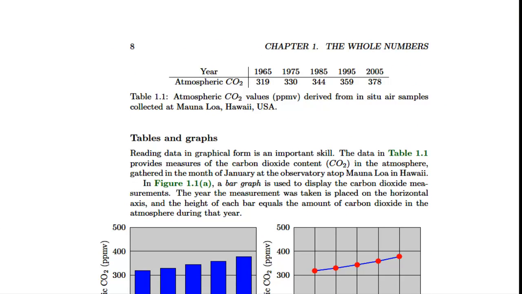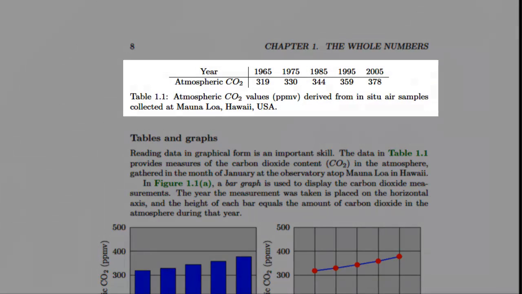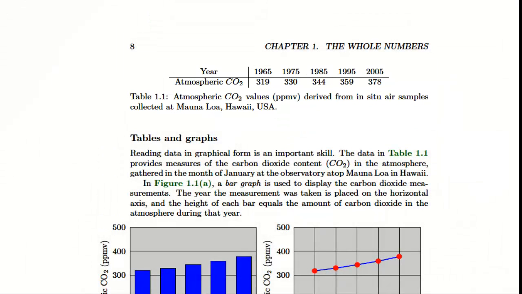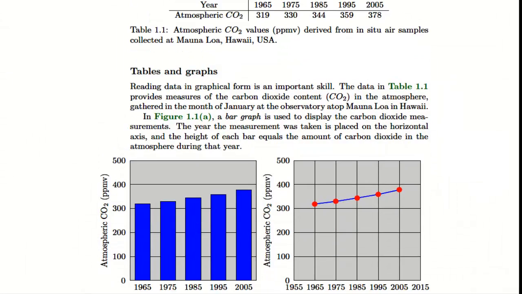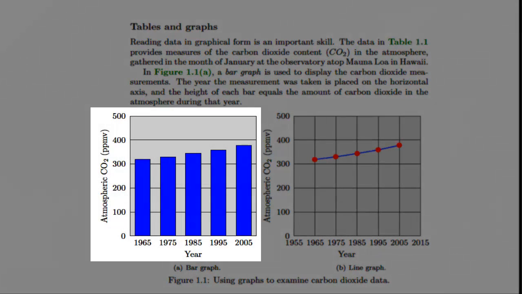Tables and graphs. Reading data in graphical form is an important skill. The data in Table 1.1 provides measures of the carbon dioxide content, CO2, in the atmosphere gathered in the month of January at the observatory atop Mauna Loa in Hawaii. In Figure 1.1a, a bar graph is used to display the carbon dioxide measurements. The year the measurement was taken is placed on the horizontal axis, and the height of each bar equals the amount of carbon dioxide in the atmosphere during that year.